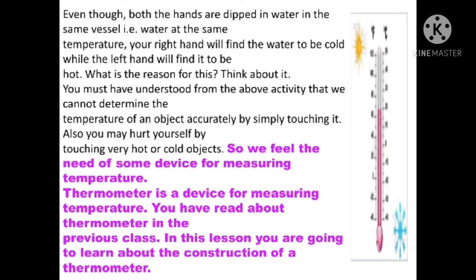So students, how do we know whether the object is hot or cold? If we directly touch a hot object, we can hurt ourselves, isn't it? So we feel the need of some device for measuring temperature. So students, a device named thermometer is used for measuring temperature. We have all seen or read in our previous class about the thermometer. Now students, we will be learning about the construction of the thermometer in our next session.